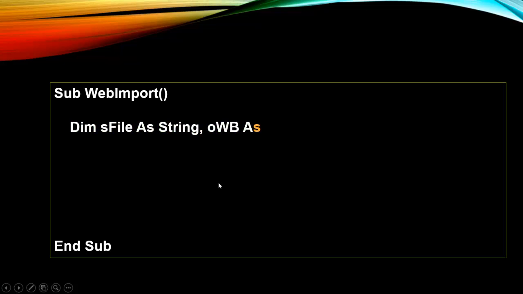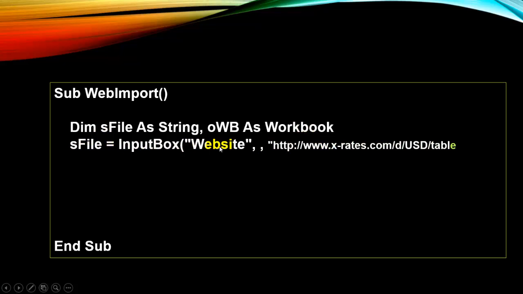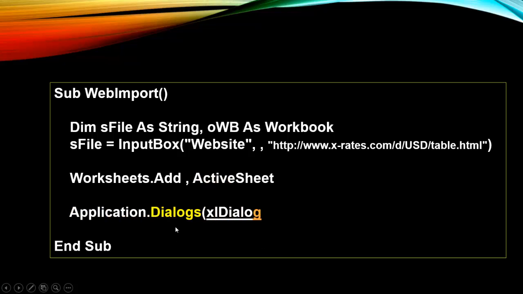Let's make that subroutine. We declare two variables, one of the workbook type. We ask the user, which website do you want? I am using this one, which gives us the exchange rates for US dollars versus foreign currencies. We store that address. If you don't take this one, type whatever you want in the input box. We store that in S file. We add to the collection of worksheets a new worksheet after the active sheet. We call the dialogs collection from Excel. This one is called dialog new web query, show it, and the first argument is S file. Show in that dialog box this specific website.